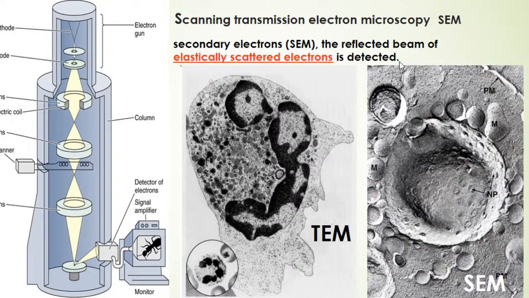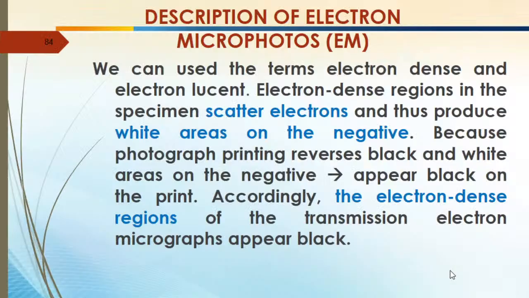It uses a secondary electron reflected beam. The elastically scattered electrons are detected because the scanner is moved with a specimen holder inside. This specimen holder is also located in the vacuum chamber, but it is moved. As a result, we have a three-dimensional image of nuclei, mitochondria, plasma membrane, lysosomes.